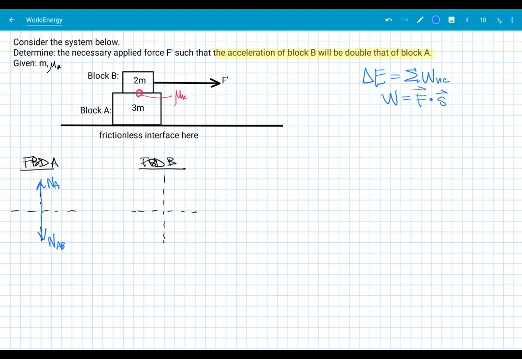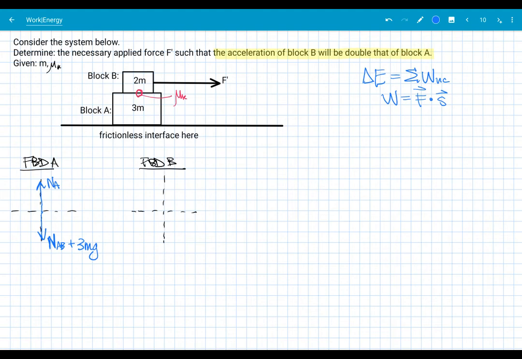At that interface, we are given the coefficient of kinetic friction. So here you have to ask yourself, all right, well, what is the direction of that frictional force? Well, this is meant to look like an N. And then I'll go ahead and put in the weight of this block as well, because that's also going to be directed in the same direction as that other normal force.